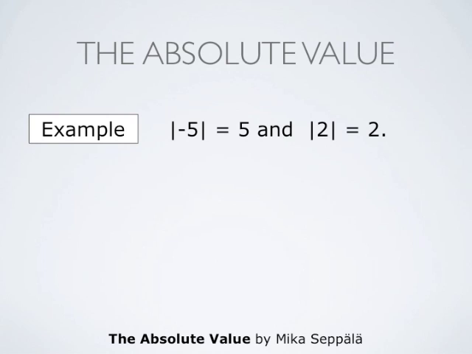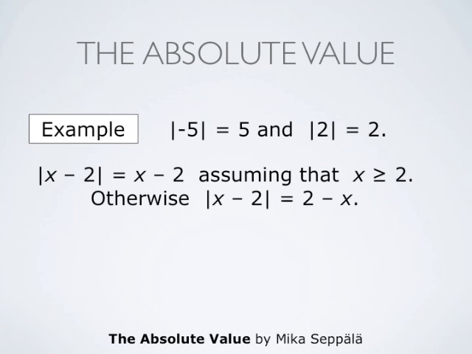Now for example, the absolute value of negative 5 is negative of negative 5, that is simply 5, and the absolute value of 2 is just 2 because 2 is a positive number. And if x minus 2 is non-negative, that is if x is greater than or equal to 2, then the absolute value of the expression x minus 2 is x minus 2 itself, otherwise it is negative of x minus 2, that is 2 minus x.